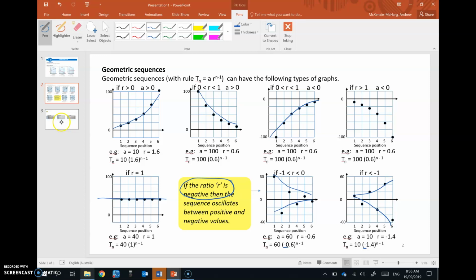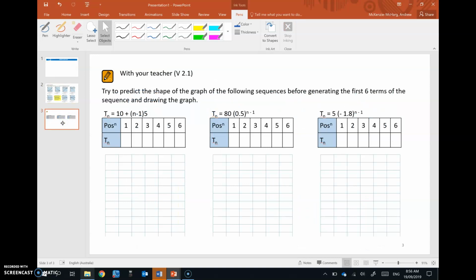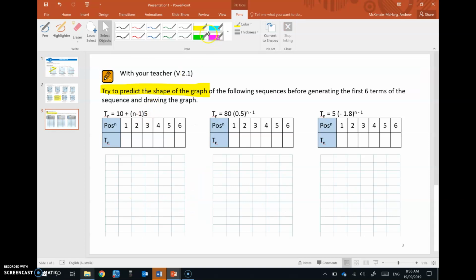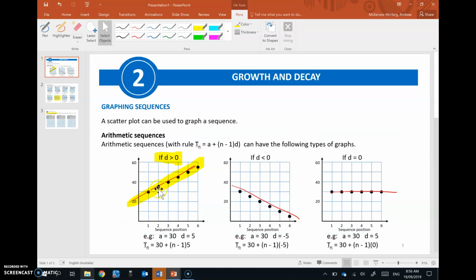Okay, now we've got some sequences that we're going to graph here. We're also asked to predict the shape of the graph. Now if we look back at the arithmetic sequences, we can see that if the common difference is greater than 0, then we're going to get a positive growth, so a straight line, of course. Looking here, our common difference is 5 this time, so it is greater than 0, right? So that means we're going to have a growth.